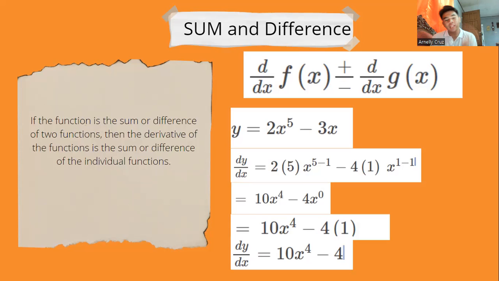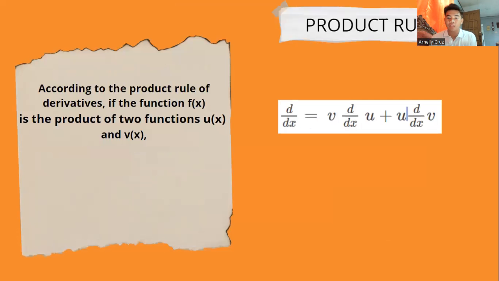Then, after the next process is 10x^4 minus 4 times 1. Lagi po nating tandaan na si x po ay mayroong exponent na 1. Kaya po, ila-times natin siya kay 1. So, our answer will be dy over dx equals 10x^4 minus 4. Ganyan lang po kadali yung ating sum and difference kung susundan po natin yung formula natin. So, our next rule is the product rule.